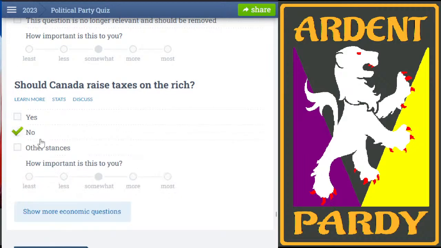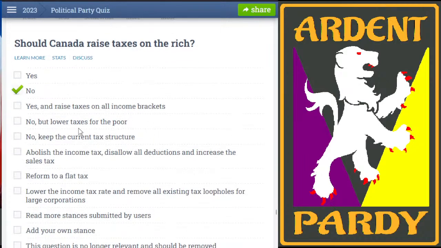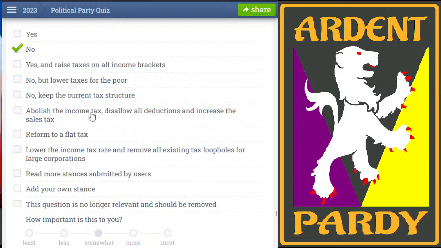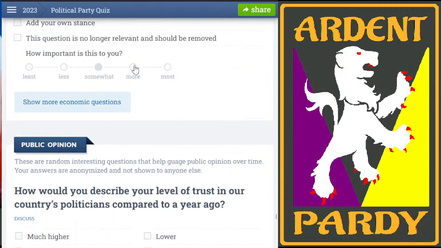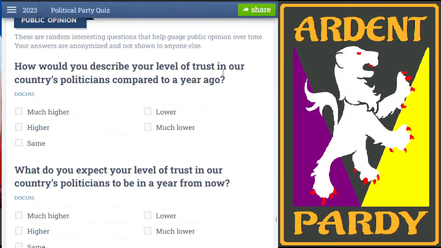Should Canada raise taxes on the rich? No. And abolish income tax, disallow all deductions, increase sales tax. Seems fair. I like flat tax, personally. Lower income tax rate, remove all existing tax loopholes. No. I think a flat tax, and that's more important.